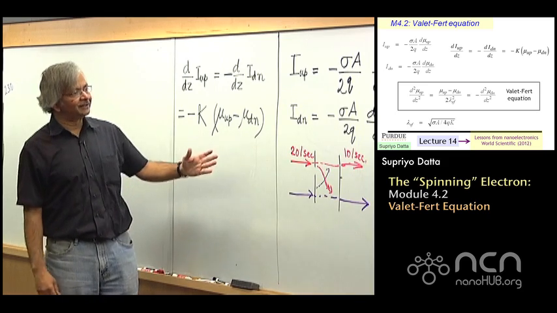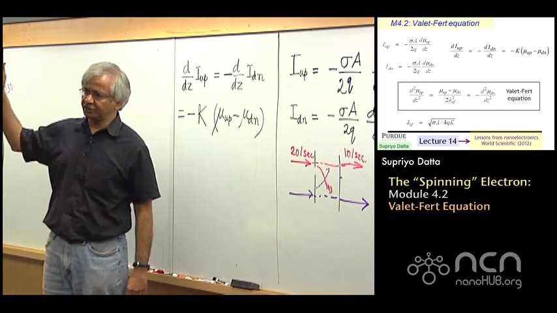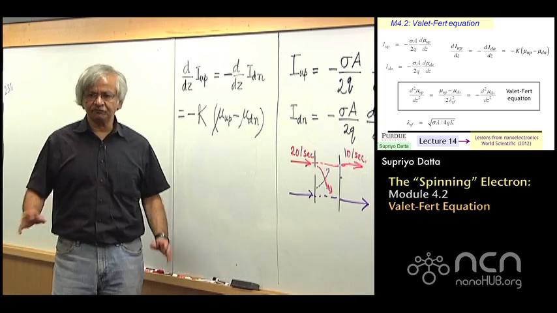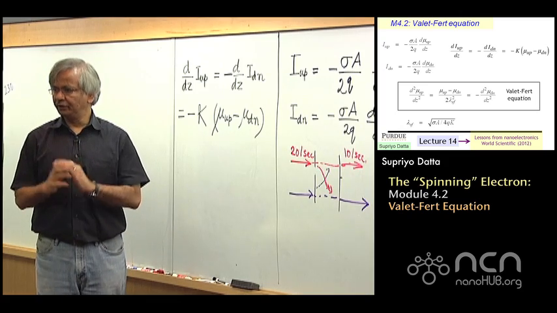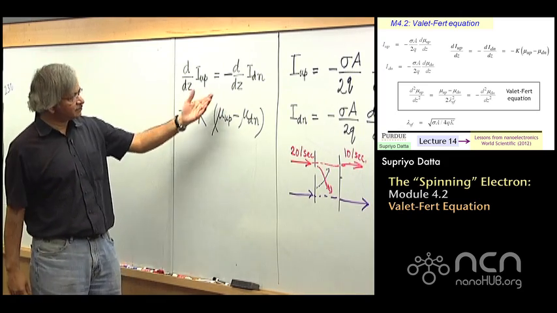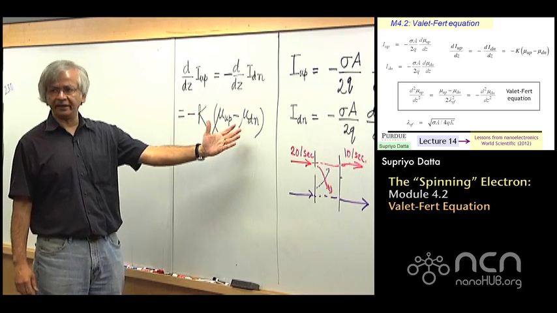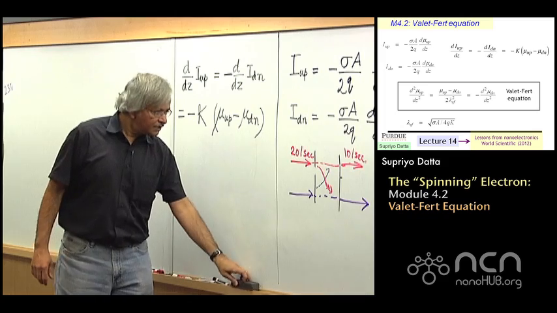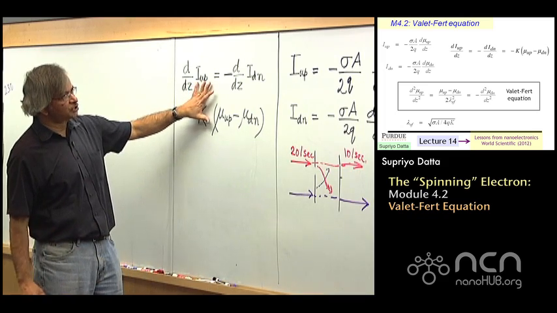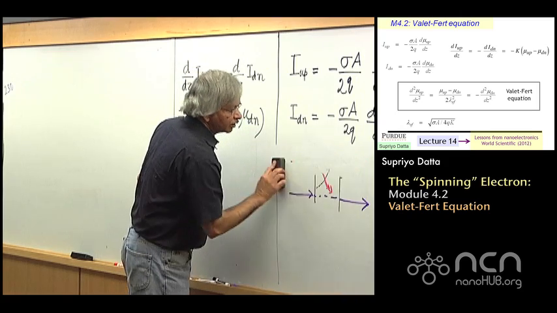When people actually derive, say, the Valet-Fert equation, they start from the Boltzmann equation. But in this course, that's beyond the scope of what we're doing. All we'll do is write this as proportional to mu up minus mu down and go from there. Now you can use this to obtain the Valet-Fert equation. The way it would work is the following.